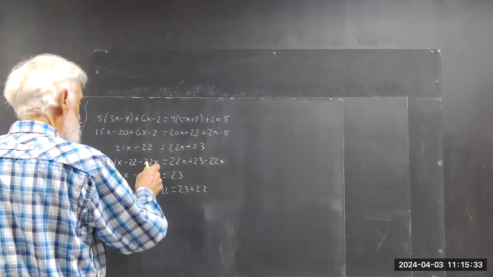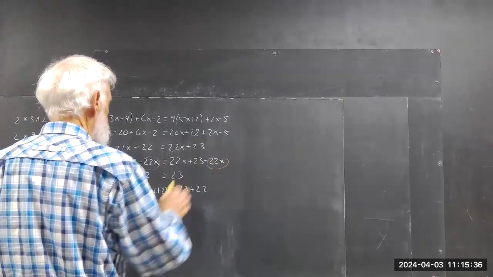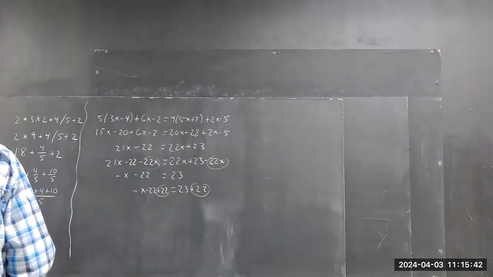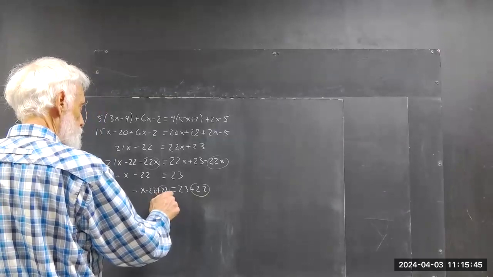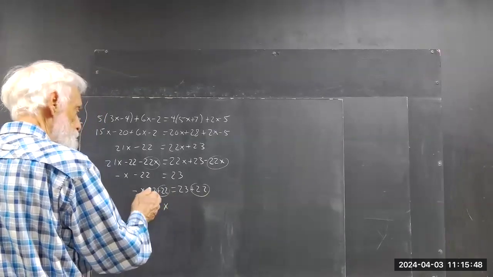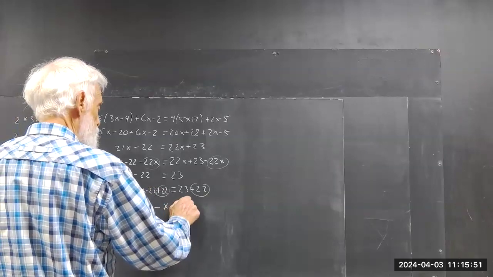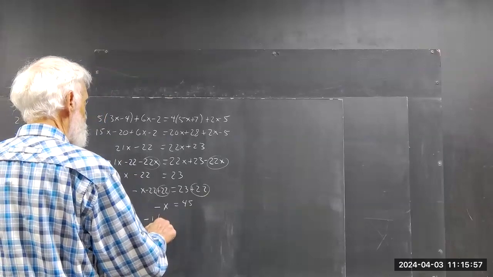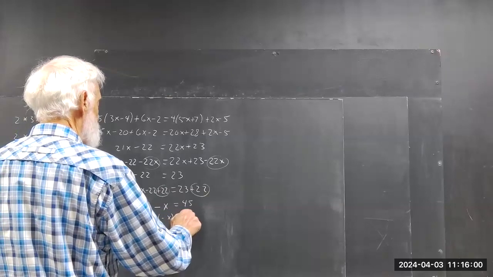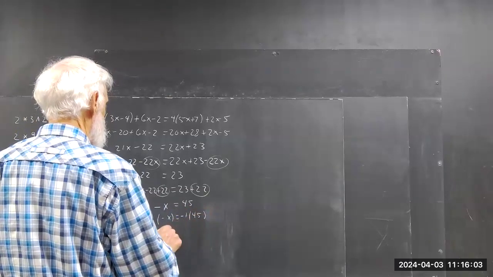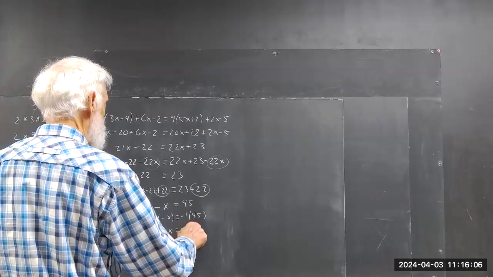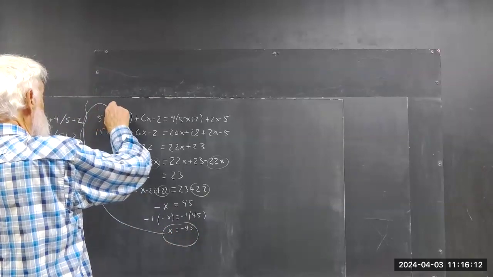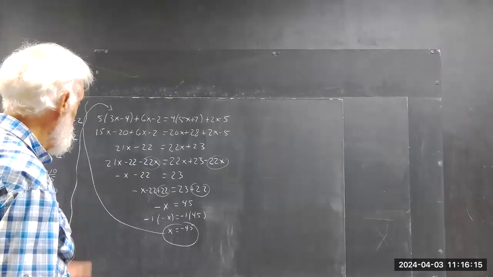So again, up here, I subtract 22x from both sides. Here I'm adding 22 to both sides. And when I add 22 to negative 22, I get 0, so that leaves me with negative x. And here I get 45. Then I'm going to multiply negative 1 by negative x, and negative 1 by 45. That gives me x equals negative 45. And then, I don't want to see you stop there. I want you to check. So come back up here and check.